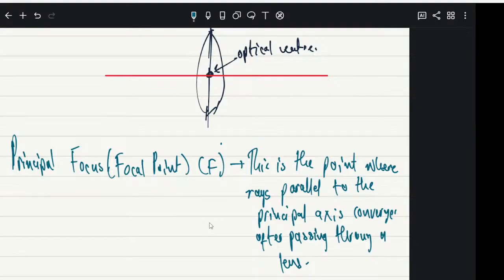Which rays do they mean? The rays that are parallel. They mean these ones that come like this. They are all made to go onto the principal focus or the focal point. It's the point where the rays that are parallel to the principal axis are focused onto by the lens. Any ray which comes horizontal like this is taken there. Are we together?